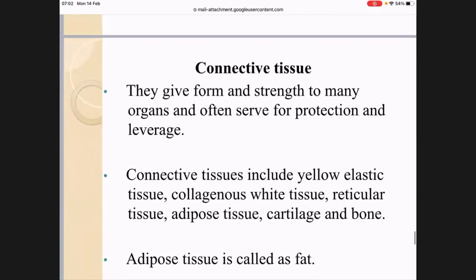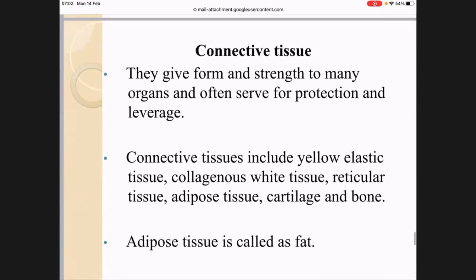Okay. Then the connective tissue. Connective tissue gives form and strength to many organs and often serves for production and leverage. So moving and binding and protection. Connective tissue includes yellow elastic tissue, collagenous white tissue, reticular tissue, adipose tissue, cartilage, and bone.